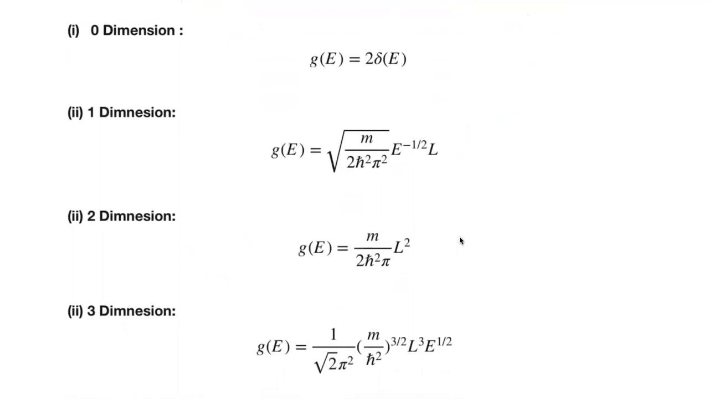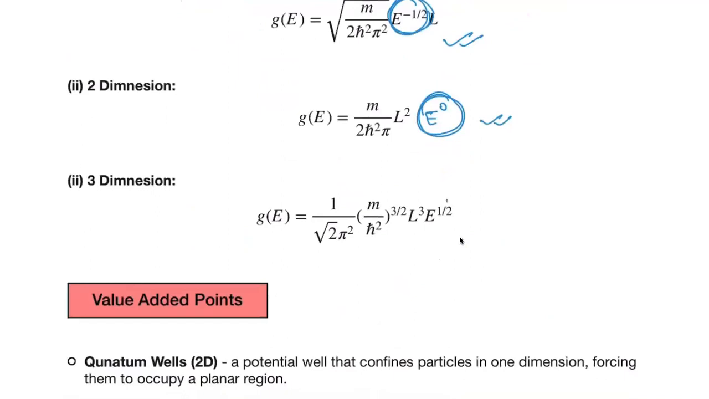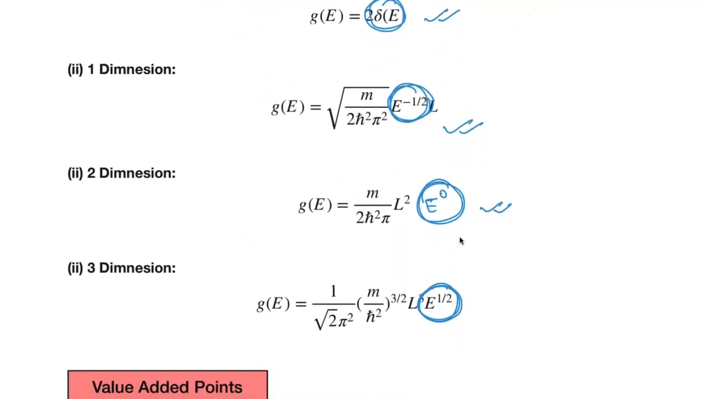Now these are certain formulas. We will also derive these formulas. So for zero dimension, this is the formula. For one dimension, this is the density of state. You can see it is a delta function. From the graph, you can also see here E to the power minus 1 by 2. This is very important, right? Here E to the power 0, you can see it doesn't depend upon the energy. And here g(E) is proportional to E to the power half. This is very important, right?